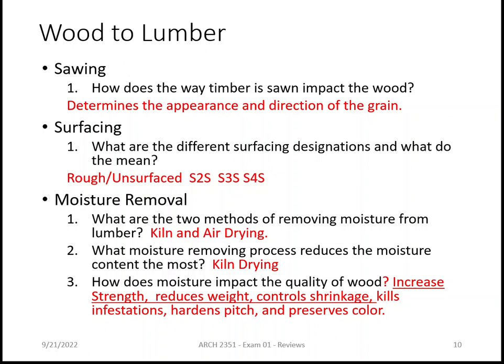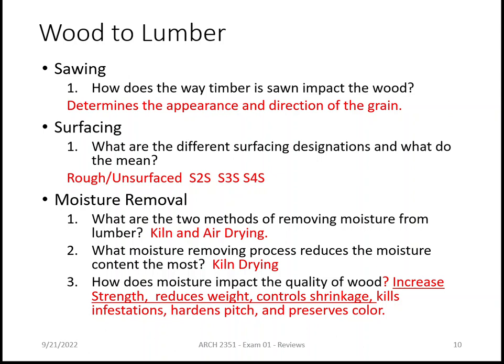Which is the better method? Which makes the wood stronger and keeps it from shrinking? Kiln. Okay. That's why it's so much preferable to have kiln dried wood rather than air dried wood, because the moisture levels are a lot less.